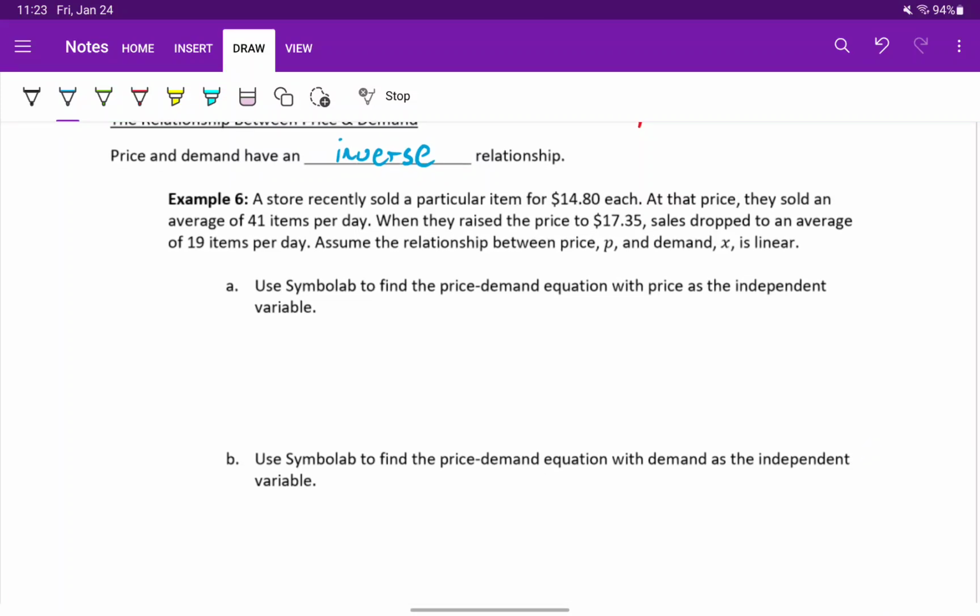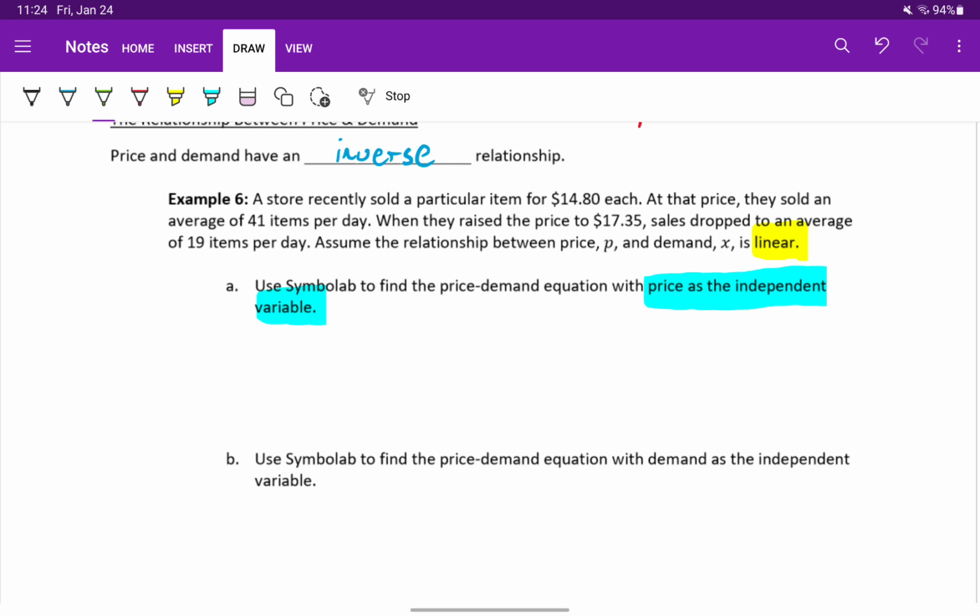In example 6, we have a store that recently sold a particular item for $14.80. At that price, they sold an average of 41 items per day. When they raised the price to $17.35, sales dropped to an average of 19 items per day. Assume the relationship between price and demand is linear. In part A, we want to find a price-demand equation with price as the independent variable.